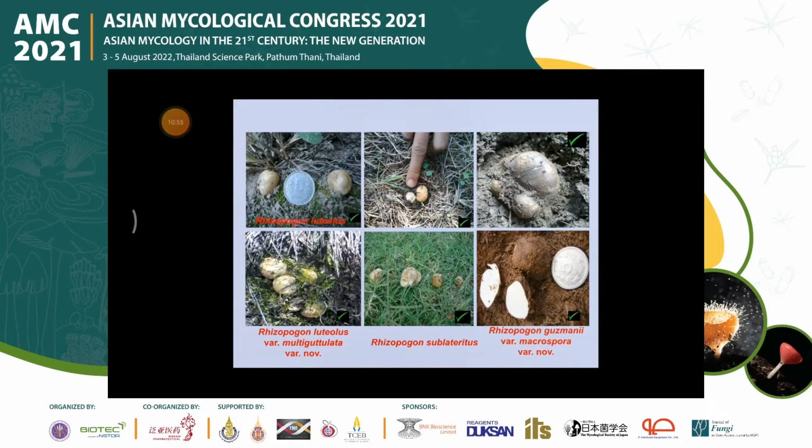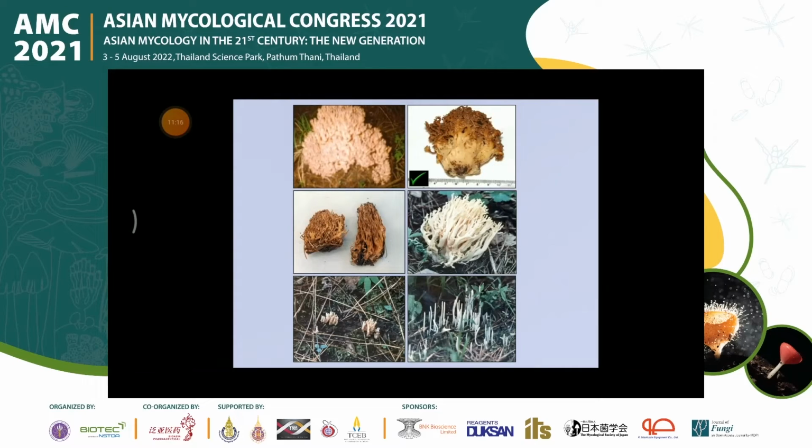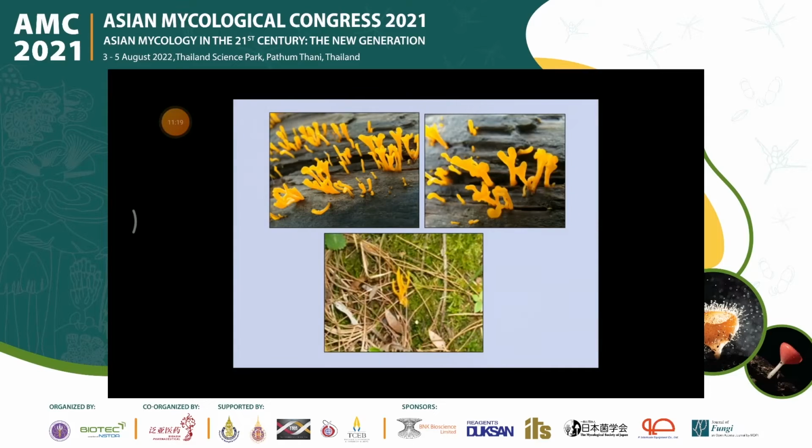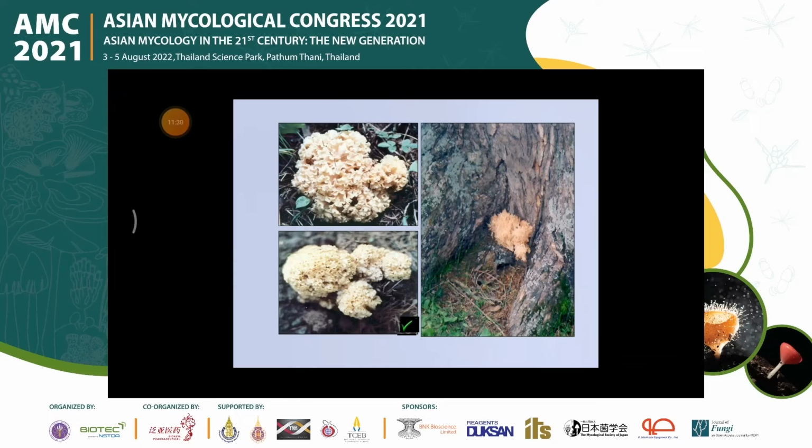And these are the four species belonging to genus Rhizopogon: Rhizopogon luteolus variety multiguttulata variety nova, Rhizopogon sublateritis, Rhizopogon guzmanii variety macrospora variety nova, already published in journal. These are the species of Ramaria formosa, flavobrunnescens. These are Ramaria apiculata, Ramaria stricta, Clavicornia, and these are the two species of Clavulina alpina. First one is Clavulina alpina, species nova, and these are another coral group of fungi, belonging to genus Sparassis crispa.